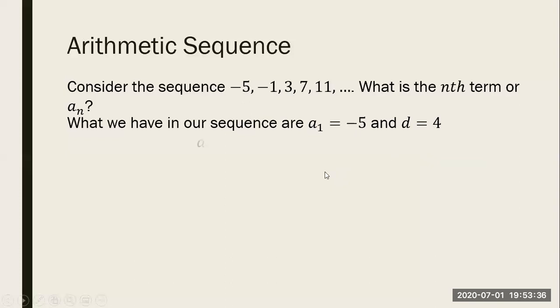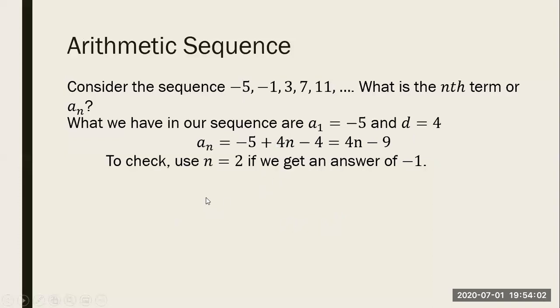Okay? So, applying our formula, paano natin nakukuha? Okay, first dito, ang ating first term. Yan. And then, the common difference is 4. So, lalagay lang natin ang plus 4n minus 4. Okay? So, plus 4n minus 4. Then, simplify, we have 4n minus 9.